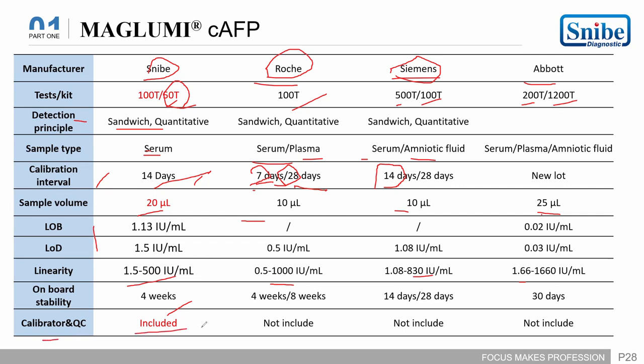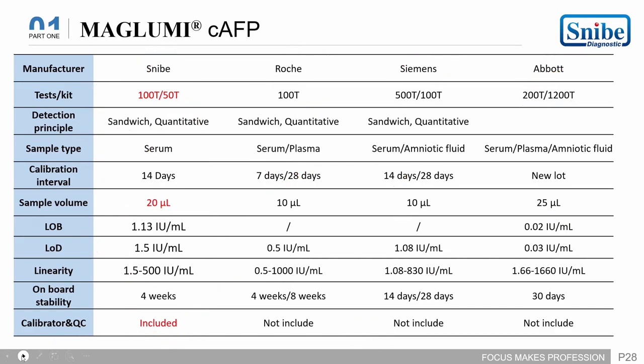We have a free of cost calibrator and control included, but with other competitors like Abbott, Siemens, and Roche, you need to purchase calibrators and controls separately. So this is a big task to maintain not only the reagent inventory but also the calibrators and controls. From the SNIBE platform, we have the liberty of no requirement for separate ordering of calibrators and controls. We are providing them free of cost with the instrument and with the reagent pack.